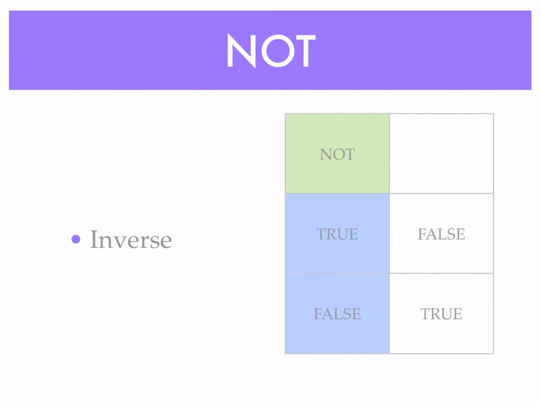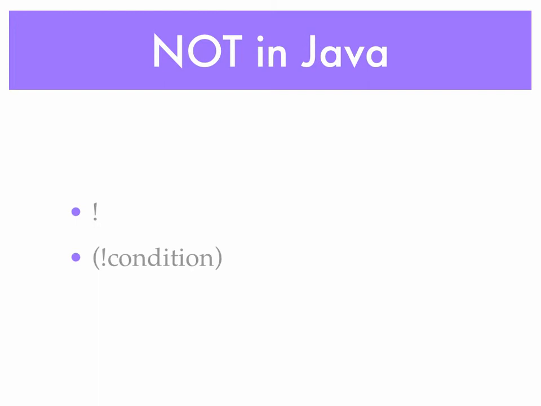The third of our operators is not, and it's the inverse. It flips the value. If something is true, it becomes false. If something is false, it becomes true. The not in Java is symbolized by the exclamation point, sometimes called the bang. I simply put that exclamation point in front of my condition, and it reverses that condition. If my condition is false, it becomes true. If it's true, it becomes false.